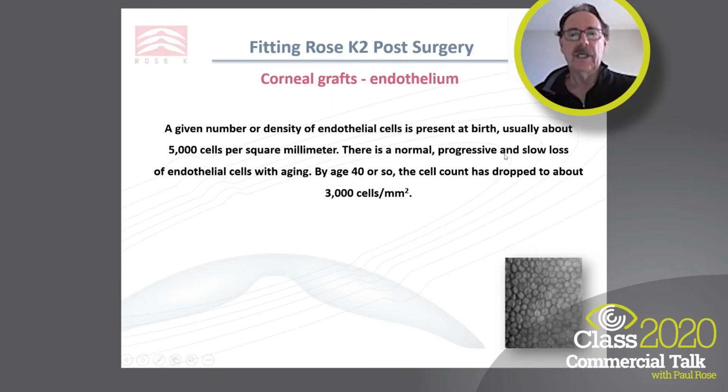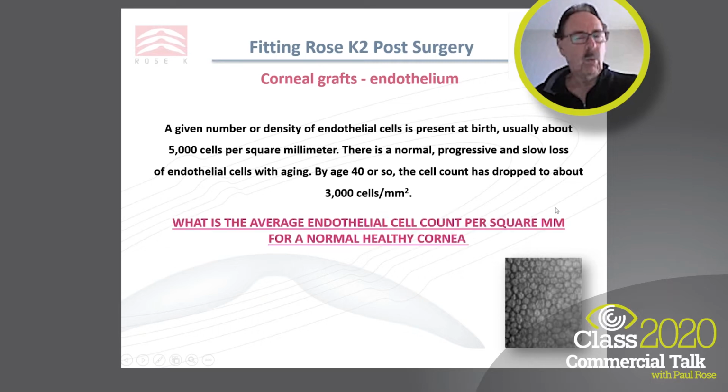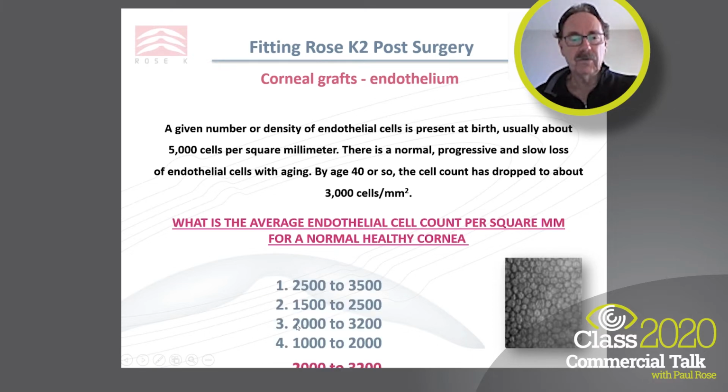Just touching on the endothelium I mentioned, to give us an idea, we are actually born with 5,000 cells per square millimeter on average, but by age 40 that naturally drops to around 3,000. And what is the average endothelial count for what we regard as a normal healthy cornea? It's between 2,000 and 3,200. So once you get below this, you can start to consider that the endothelial count is abnormal.